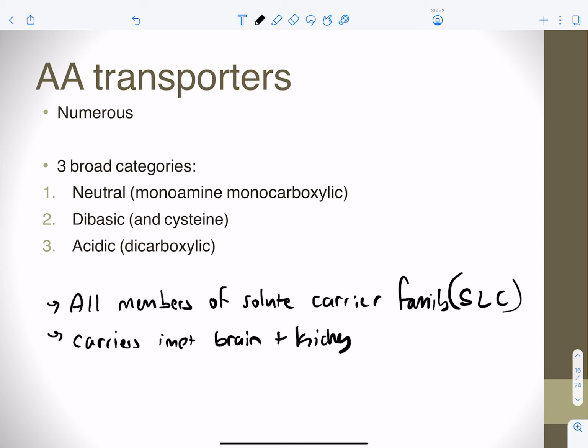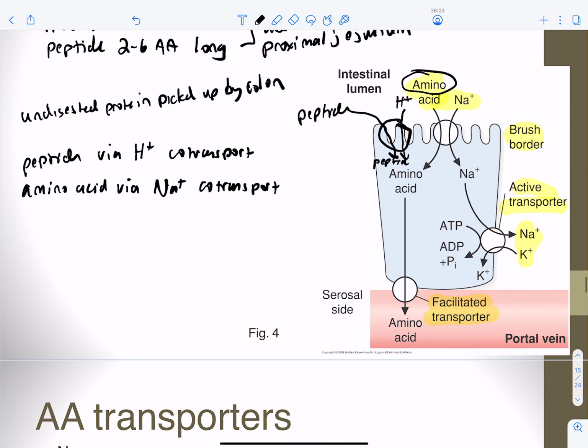If peptides are taken up, they get hydrolyzed into free amino acids by the enterocyte peptidases, and then they are released as free amino acids. So if we go back up here, this is going to bring in our peptide. Then our peptide is going to be converted to amino acids by peptidases in the cytoplasm. And so only amino acids are going to leave through the sodium-dependent facilitated transporter.